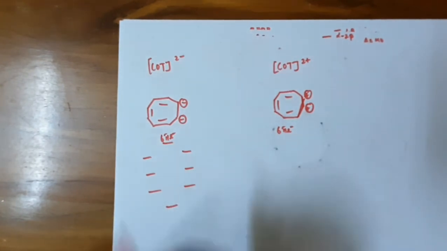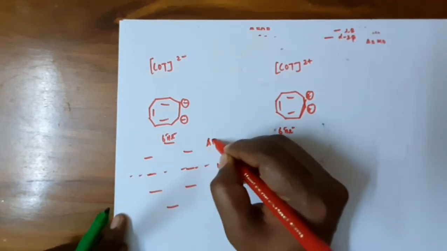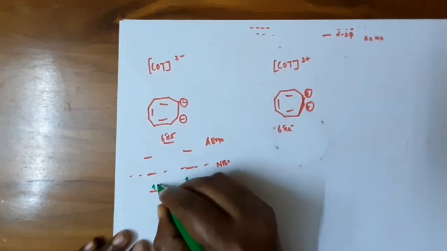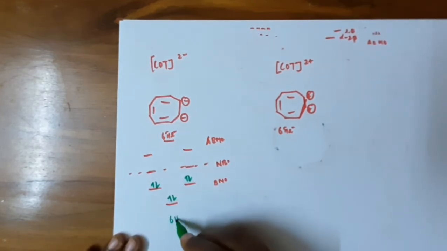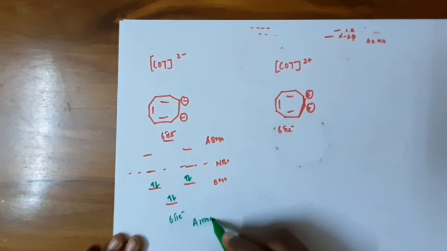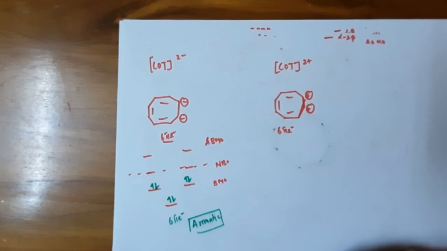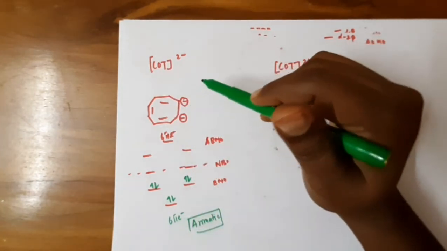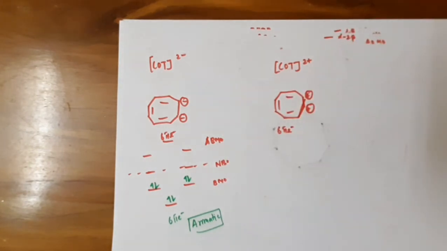So if we take this horizontal line, non-bonding, bonding and anti-bonding. So both the systems have 6 pi electrons. So if you put the electrons, all are completely filled in the bonding molecular orbitals with 6 pi electrons. So hence it is aromatic. So cyclooctatetraene, after losing 2 electrons or after gaining 2 electrons, becomes aromatic. So the cyclooctatetraenyl dication and cyclooctatetraenyl dianion become aromatic after losing and gaining the electrons.